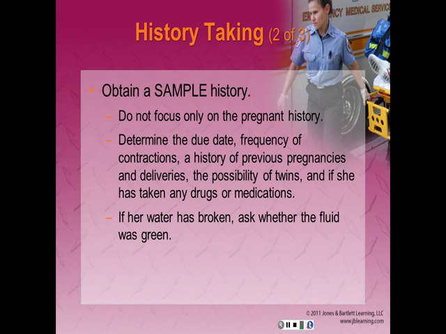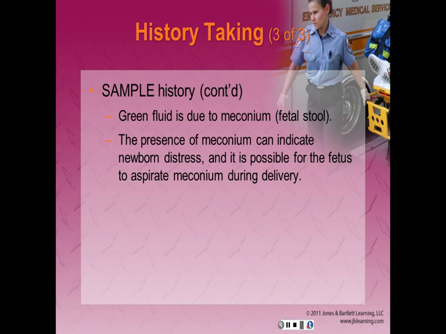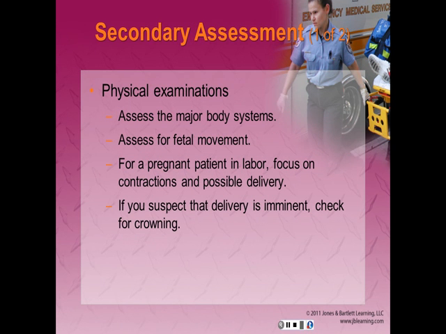Determine her due date, the frequency of her contractions, the history of previous pregnancies and deliveries, and determine whether there is a possibility of twins or whether the mother has taken any drugs or medications. If her water has broken, ask whether the fluid was green. Green fluid is due to meconium or fetal stool. The presence of meconium can indicate newborn distress, and it is possible for the fetus to aspirate meconium during delivery.